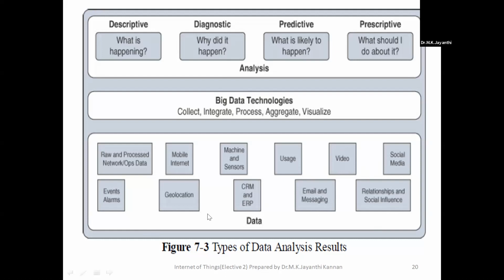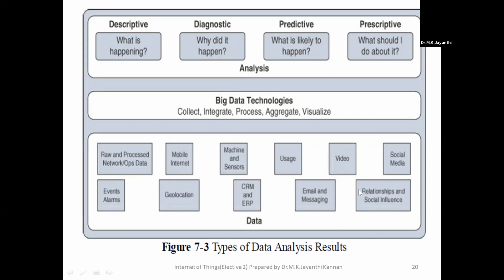So the data is collected from various resources. The video kind of data we can get from YouTube channels. Usage data, maybe Google search and other search engines, will tell you which kind of data people are searching for. And social media data, it may be Twitter or Facebook or WhatsApp, what kind of data people are most interested in. And there is processed network data, or any relationship and social influence data. So this kind of data we will collect from the internet.